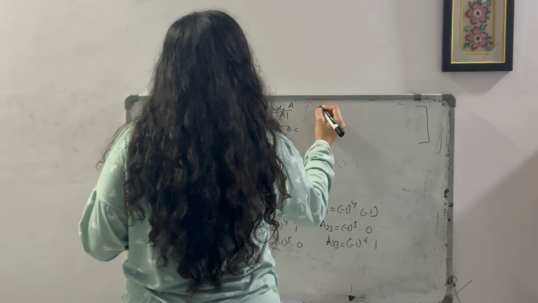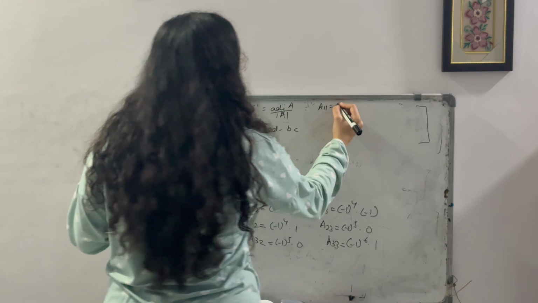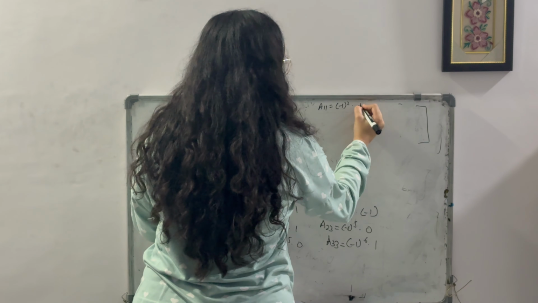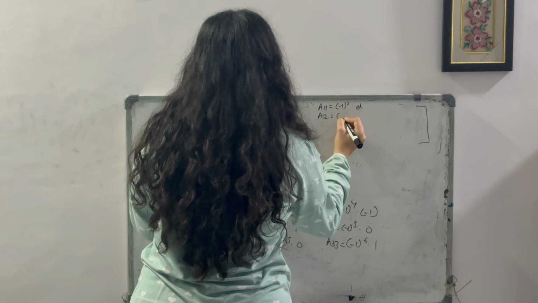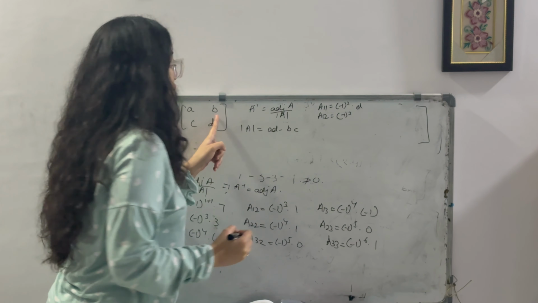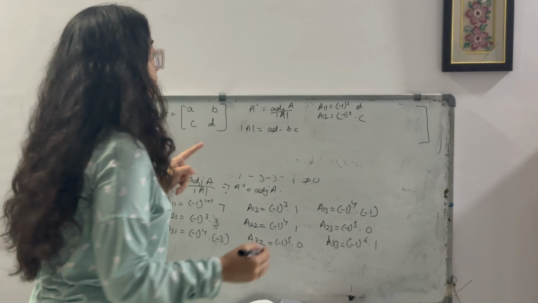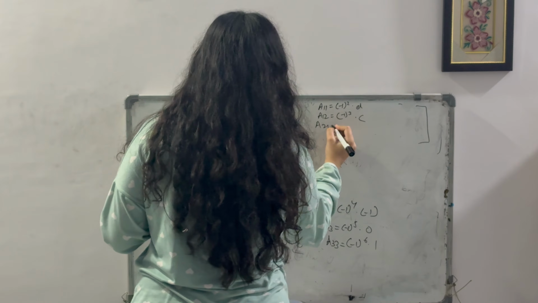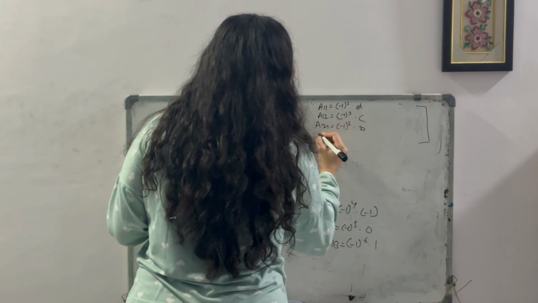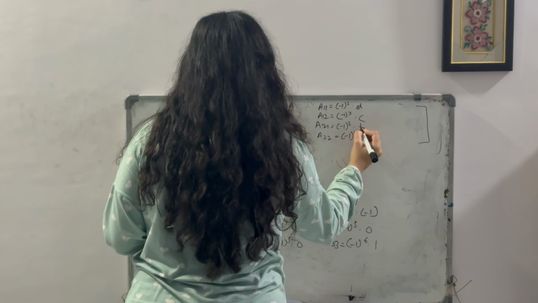And when we talk about the cofactors, what will A11 look like? A11 would look like minus 1 whole square into D. What will A12 look like? Minus 1 whole cube into C. What would A21 look like? Minus 1 cube into B. And what would A22 look like? Minus 1 to the power 4 into A.